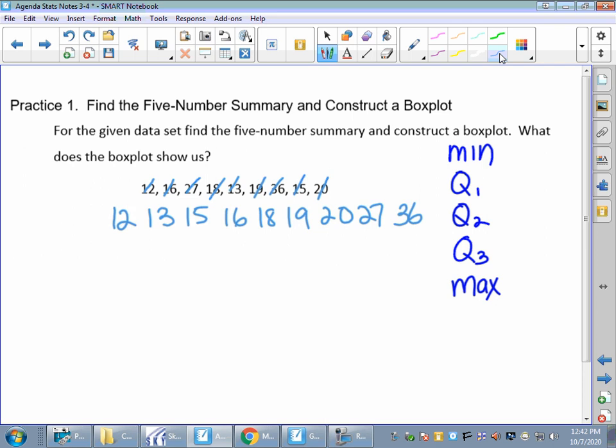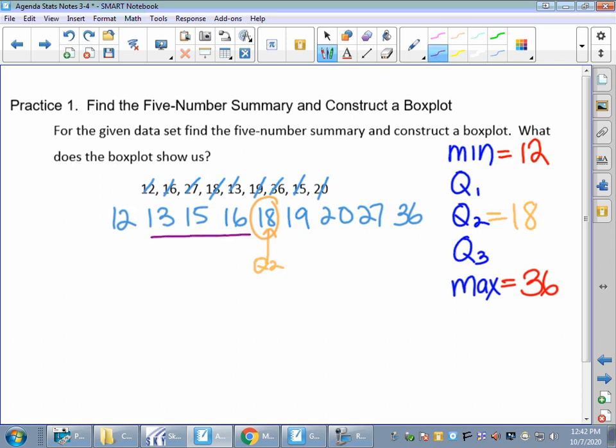So first thing, obviously our min and our max. Our min is 12, right? Our smallest value. Our max is 36. We do not have to find the range, even though you could probably do that math problem pretty quickly. If we're looking for our Q2, remember Q2 is always our first thing because that is the median. So I believe that 18 is going to be my Q2.